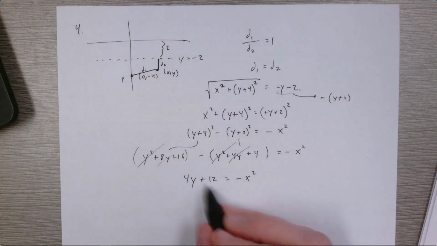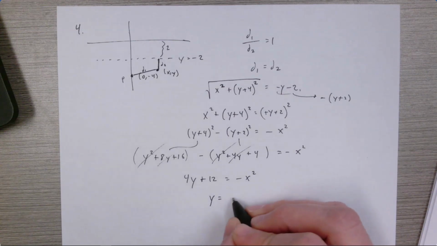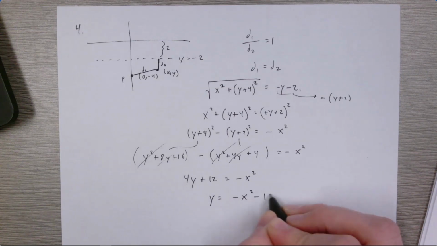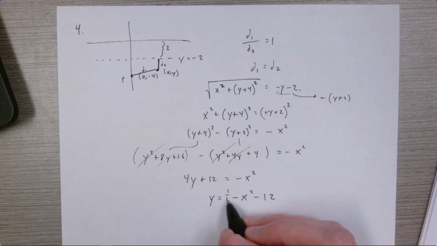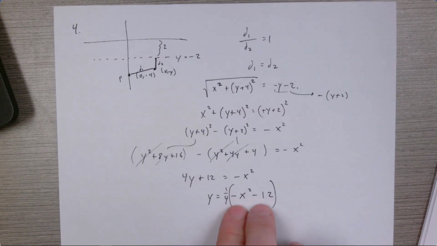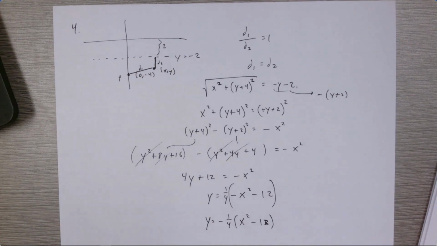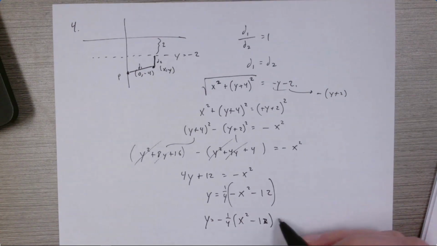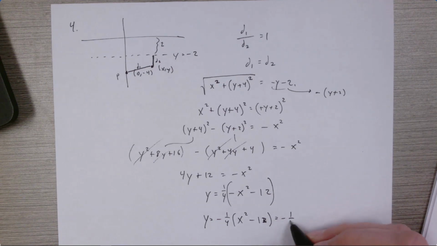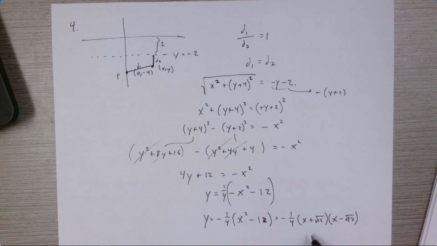So now I can move the 12, and I can divide by 4. So that gives me y equals negative x squared minus 12, and then I'll divide everything by 4. So 1/4 of that stuff, and then let's move the negative out. So that'll be negative 1/4 x squared minus 12. Or if you wanted to put it in root form, it could be negative 1/4 x plus root 12 times x minus root 12, because you could use difference of squares, and now you know where the roots are.